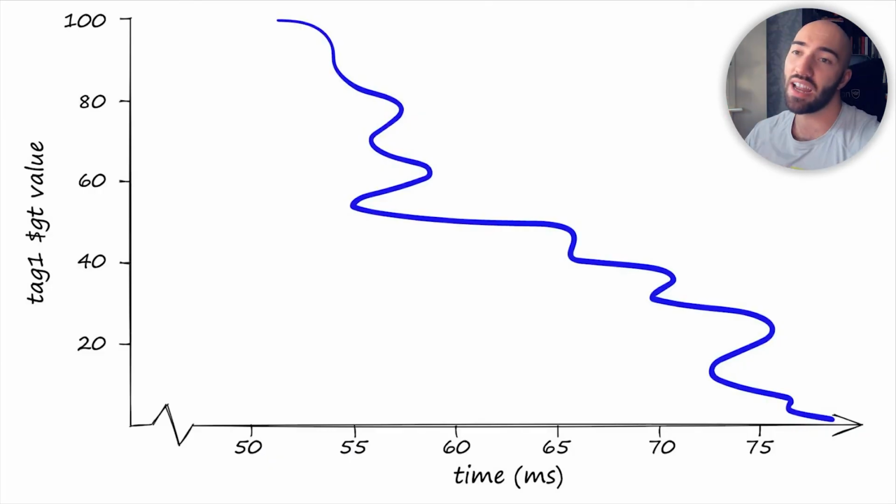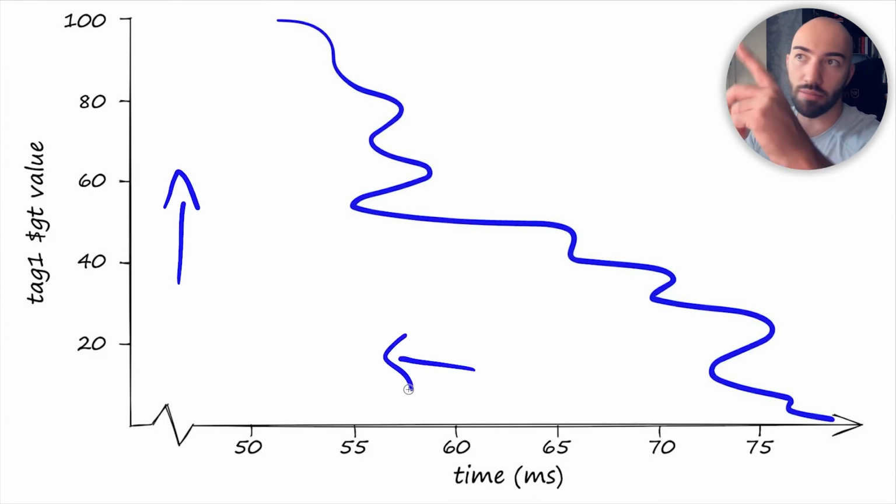And this is kind of what it looks like. So we have the tag1 GT value or greater than value on the left. And as we increase that up this way, our search time in milliseconds goes down. Now it is a little bit bumpy, it goes up and down a lot. I've tried to showcase that in this graph, but the trend is quite clearly downwards. So the more we filter, the faster our search, which is incredible.